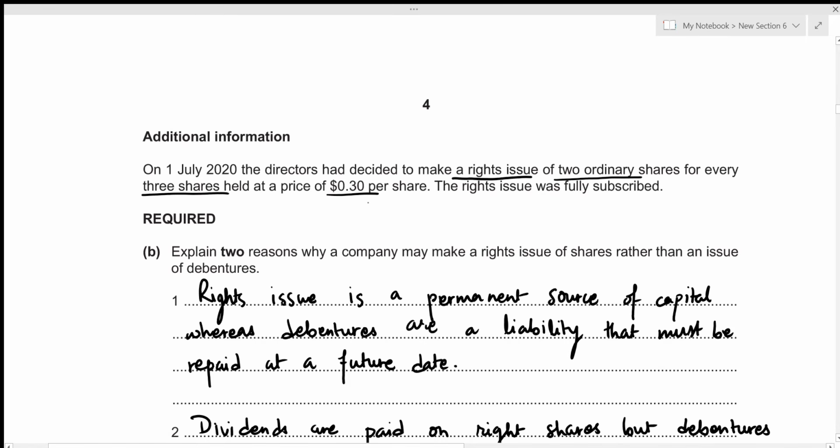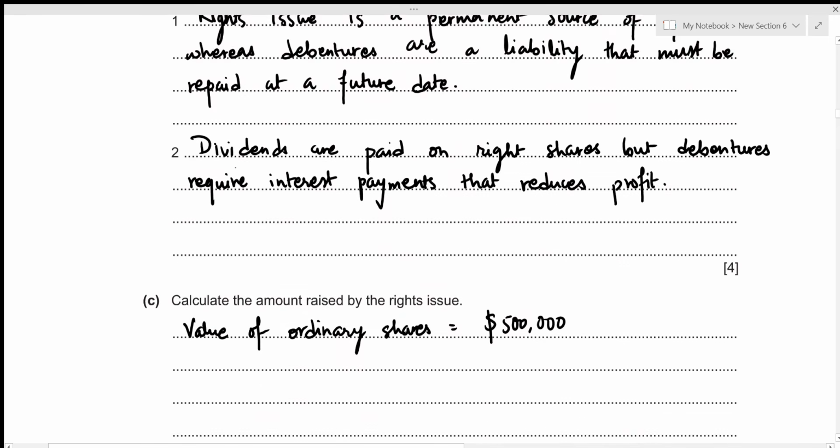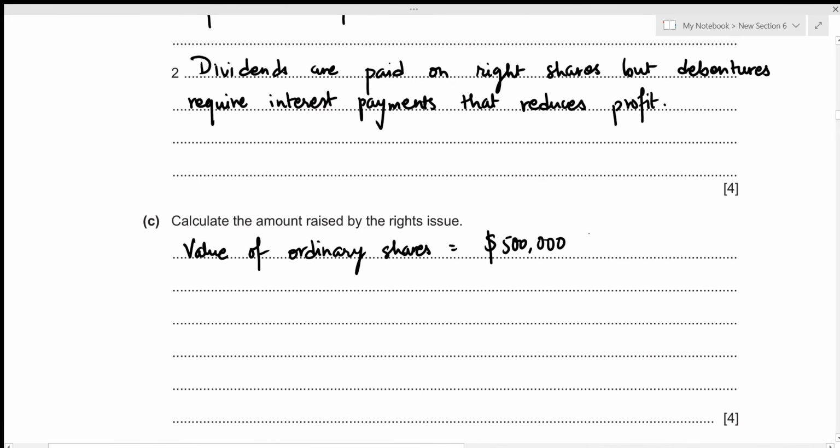So the rights issue was made on premium, right? But what we need to know here is that this rights issue was made on 1st July 2020, and this value of ordinary shares is on 31st December 2020. Which means that this value of the ordinary shares already includes the rights issue as well. This might sound a little confusing, but I will try my best to explain it in the easiest possible way.